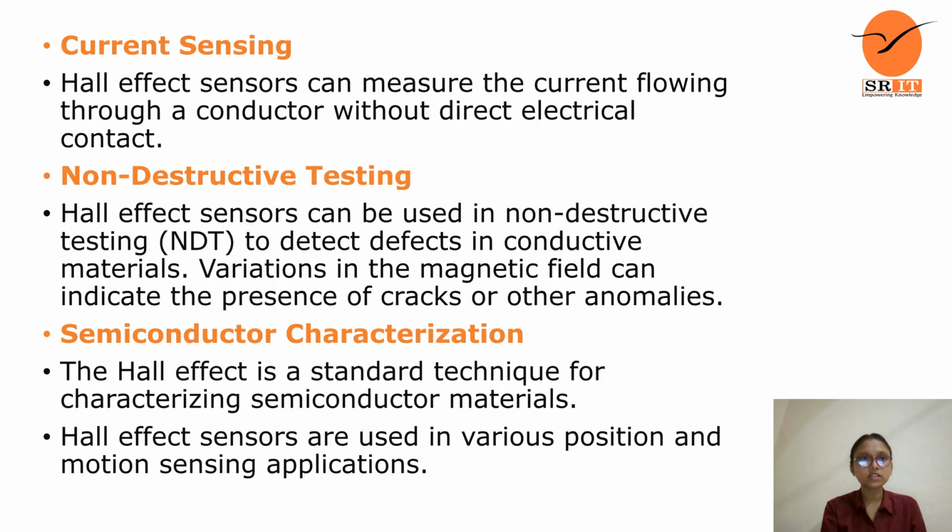Moving on to the next slide, current sensing. Hall effect sensors can measure the current flowing through a conductor without direct electrical contact. We have non-destructive testing, which is used to detect defects in conductive materials. Then we have semiconductor characterization. The Hall effect is a standard technique for characterizing semiconductor materials. Hall effect sensors are also used in various position and motion sensing applications.